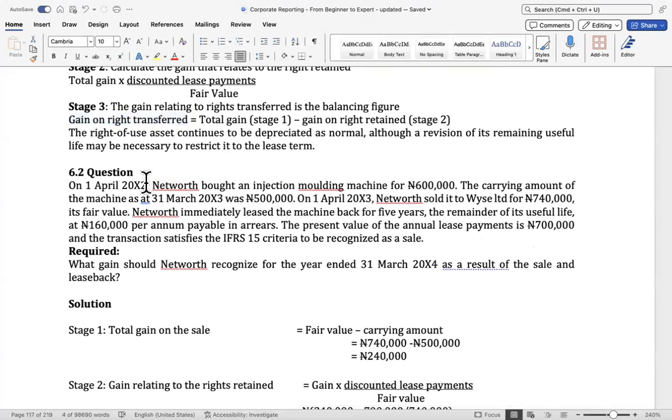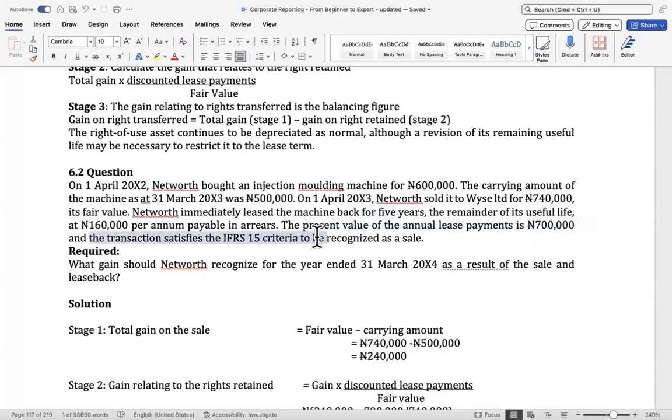So in April 2002, Net Worth bought an injection molding machine for 600,000. So this is the cost. So the carrying amount as at the end of the next year is 500. So at the beginning of that next year, he now sold the asset for 740. Immediately, he leases it back for 5 years. And he agrees to be paying 160K every year. The present value of all the money he will pay is 700,000.